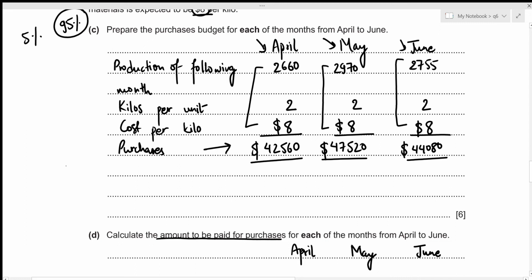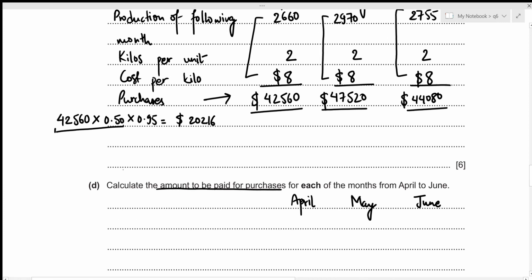For the month of April, that is going to be 42,560, which is the total purchases, and we know that only 50% of it will be paid in the month of April. So that's times 0.50, and we know that only 95% of this amount will be paid since we are receiving 5% of it as a cash discount, so that's times 0.95. Now this gives the value of 20,216. So this is the amount which is paid in the month of April corresponding to the purchases made in that particular month. I'm just going to write it down.